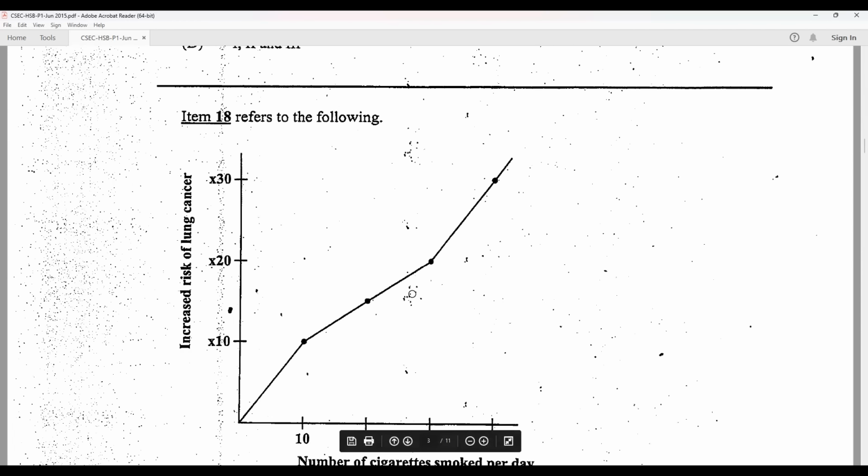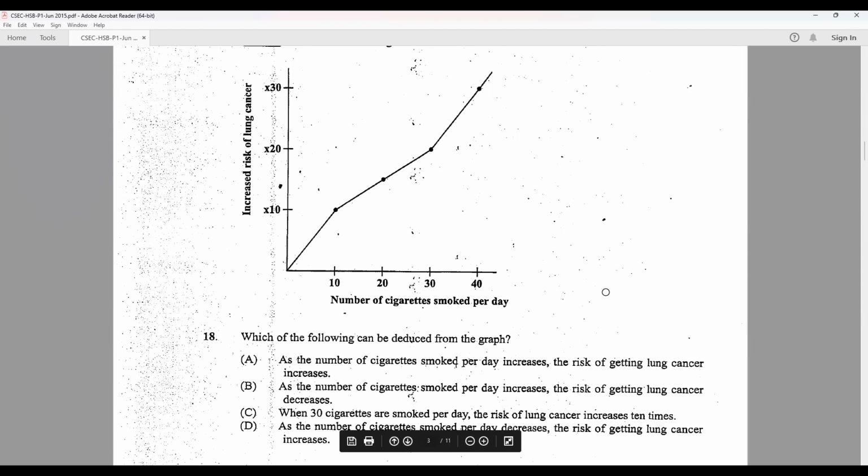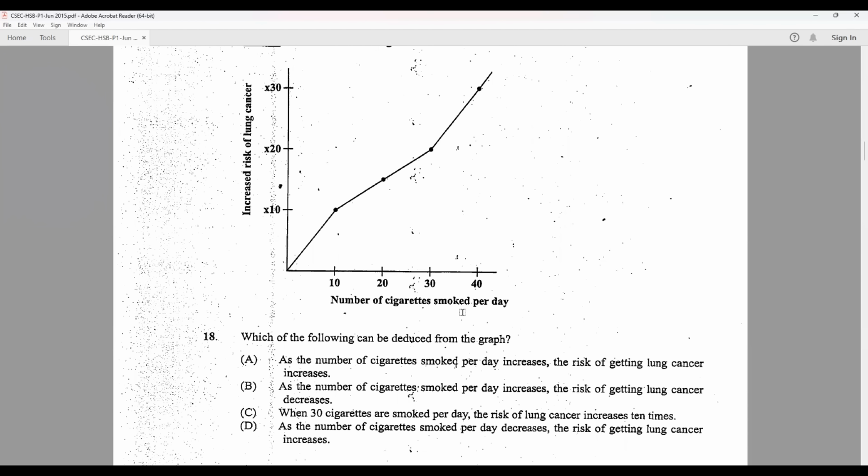Let's move on to item 18, which gives us a graph. Which of the following can be deduced from the graph? And we see this graph is on the number of cigarettes smoked per day and the increase of lung cancer. And as you increase the number of cigarettes, the risk of lung cancer also increases. Nearly a straight line, not quite, but the risk increases. So we want to get that information from the answers. And the only answer offering that is A. As the number of cigarettes smoked per day increases, the risk of getting lung cancer increases. So we are going with A.